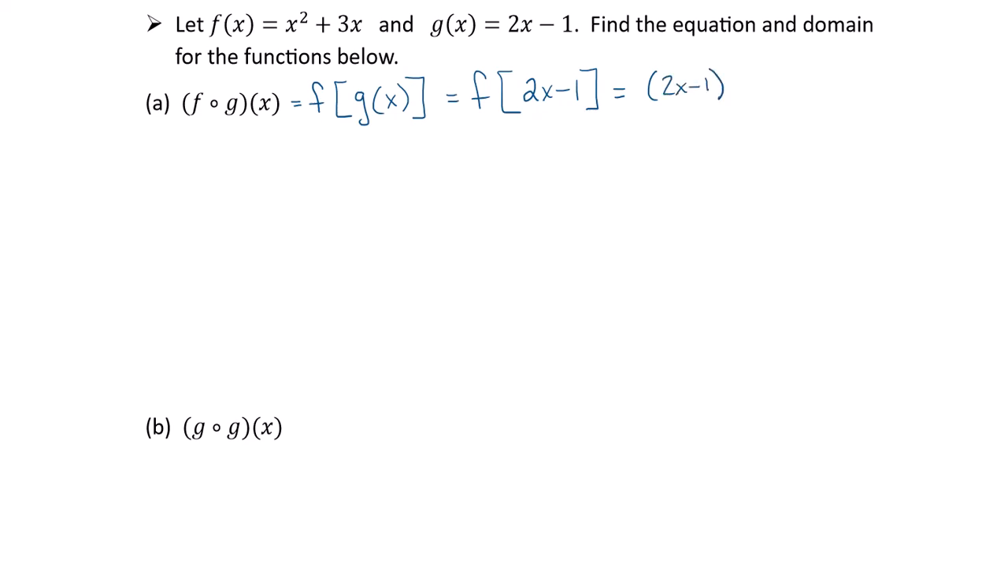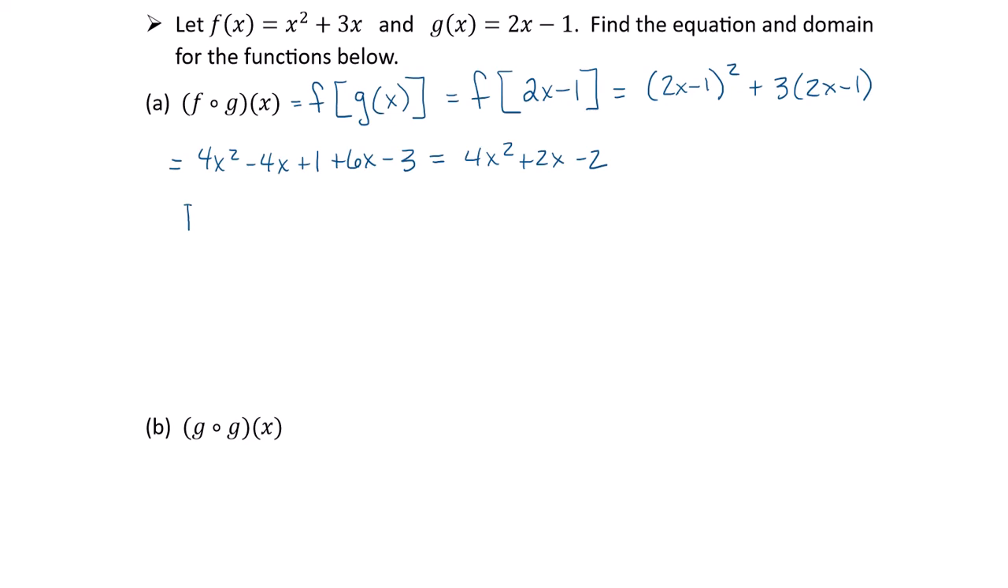2x minus 1 squared plus 3 times 2x minus 1. We continue simplifying. We'll have 4x squared minus 4x plus 1 plus 6x minus 3, and collect our like terms: 4x squared plus 2x minus 2.